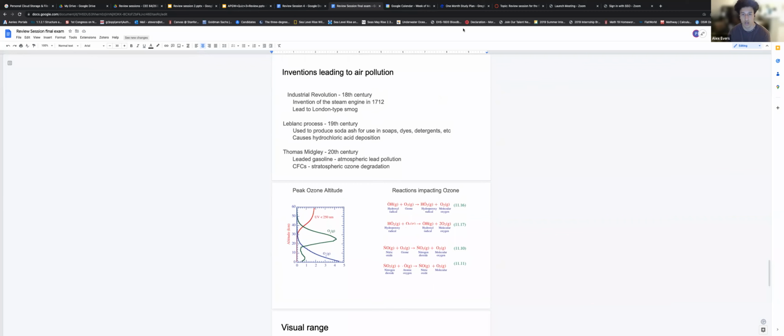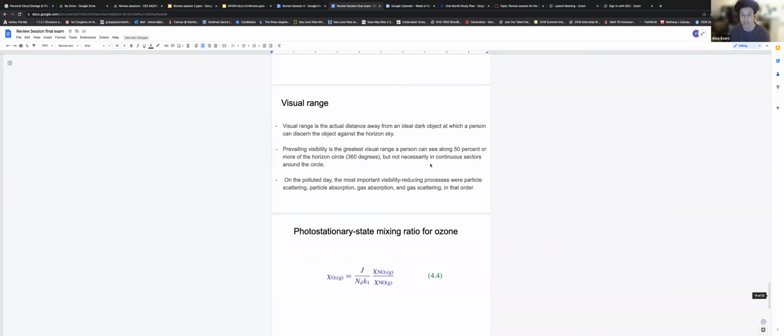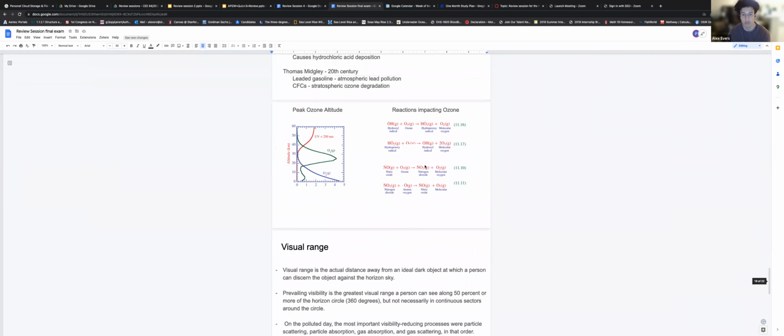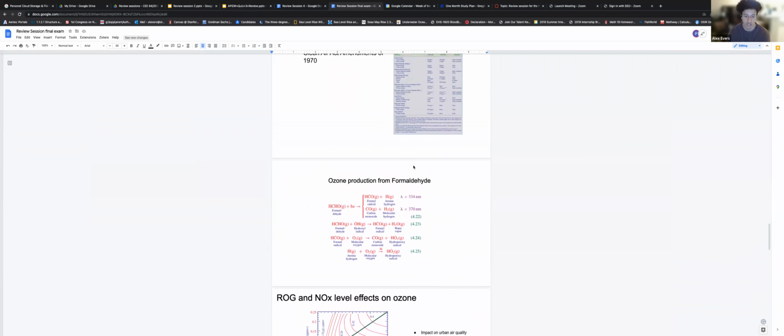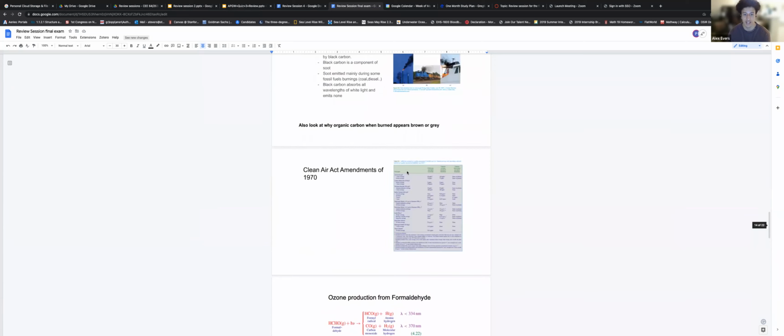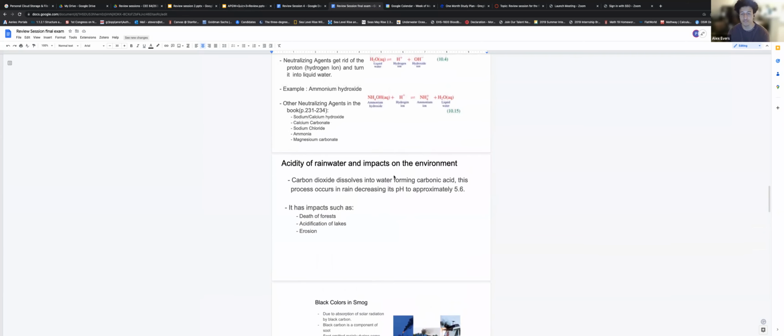So it's going to be more concept based, and then you might have to manipulate some variables around. But beyond that, it's mostly all concept based and understanding the reaction that's happening. Would there be an equation sheet? There will not be.